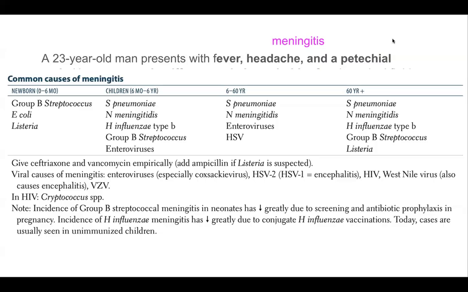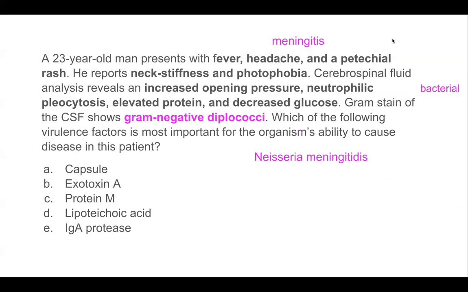So let's go ahead and read the next sentence. Gram stain of the CSF shows gram-negative diplococci. So now we know what our answer is. It is in fact Neisseria meningitidis, which is a gram-negative diplococcus. But that's not what the question is asking us. The question is asking us, which of the following virulence factors is most important for the organism's ability to cause disease in this patient?